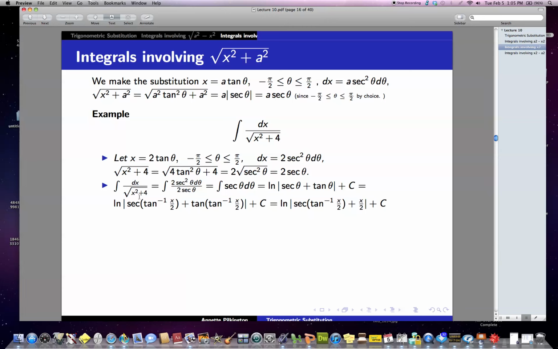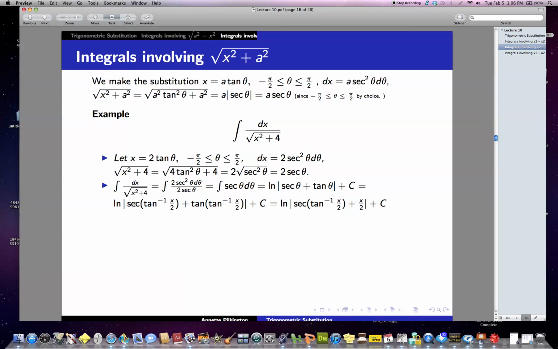So we have the integral of dx over the square root of x squared plus 4 is 2 times secant squared theta d theta over 2 times secant theta, which is the integral of secant theta d theta, and that, as we saw the last day, is the natural log of the absolute value of secant of theta plus tan theta plus c. And now, of course, the fun begins when we replace theta by tan inverse x over 2. Remember here, x over a is equal to tangent of theta, and theta is in the domain of the restricted tangent function, so theta is tan inverse x over a.